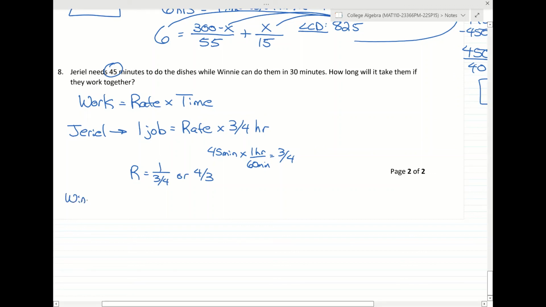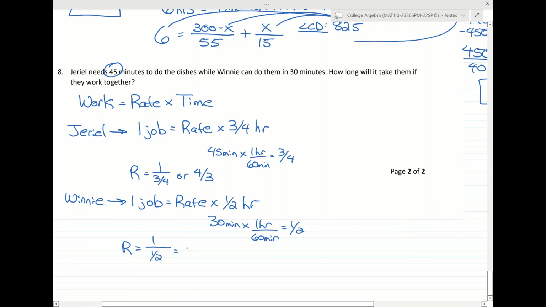Winnie does one job at her rate times time to do them in 30 minutes. 30 minutes is half an hour. So if we divide both sides by 1/2, we get her rate would be one job divided by 1/2, or 2.